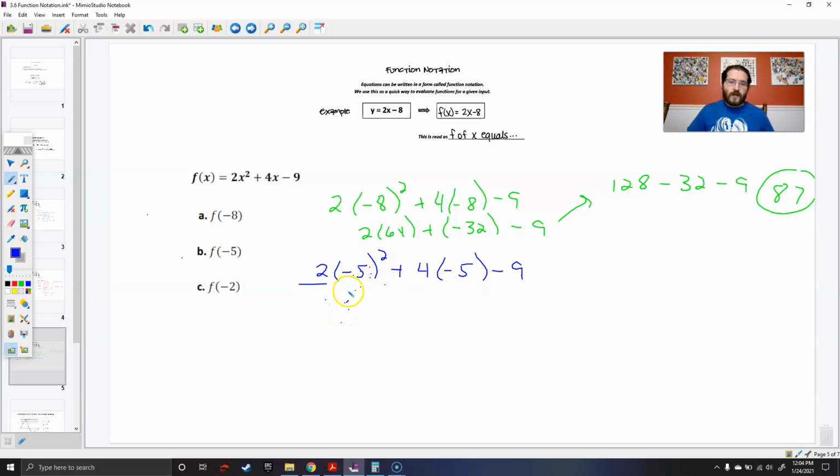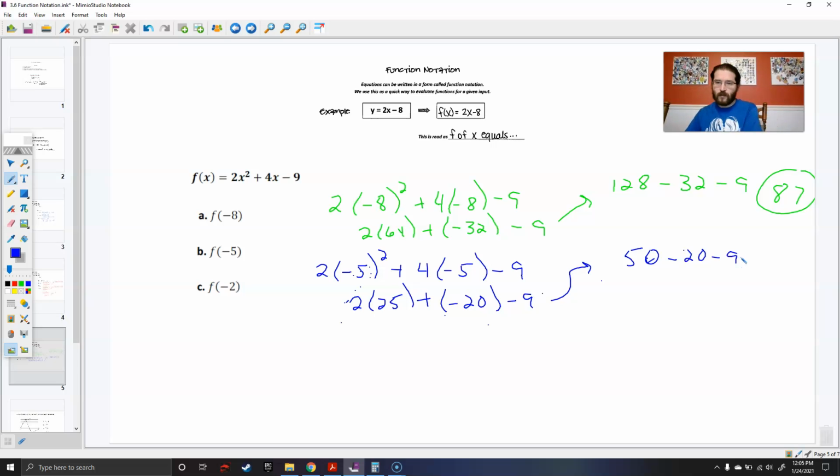All right, so negative 5 times negative 5, we get positive 25. So 2 times 25 plus 4 times negative 5, we get negative 20 minus 9. All right, so do our little arrow. 2 times 25, we get 50. Negative 20, so we do minus 20 minus 9. So 50 minus 20, we get 30. 30 minus 9, we get 21.